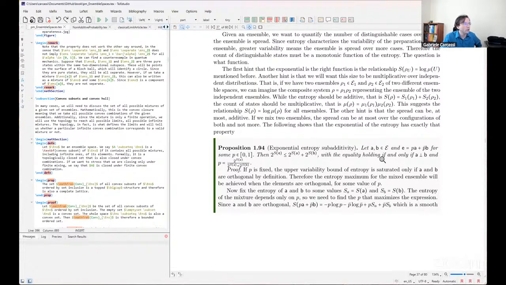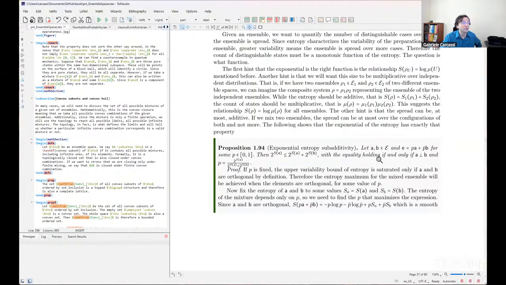But what we're going to do here is first to show, again, under very general terms, without knowing whether we have classical mechanics, quantum mechanics, or whatnot, that if we have two ensembles, A and B, and E is a mixture of those two ensembles for some probability between 0 and 1, then the exponential of the entropy is subadditive. That is, the exponential of the entropy of E is less or equal to the sum of the exponential of the entropy of A and B.